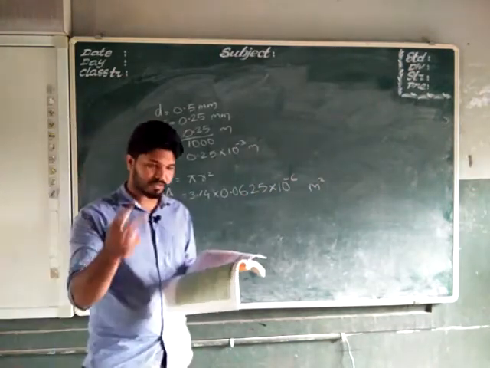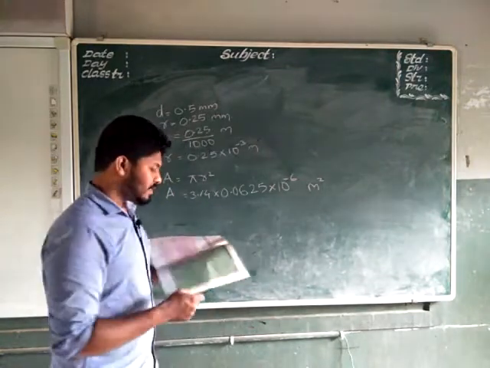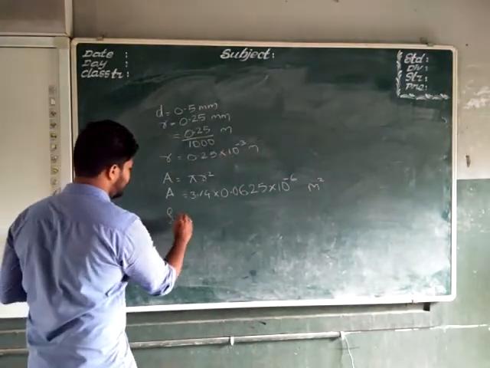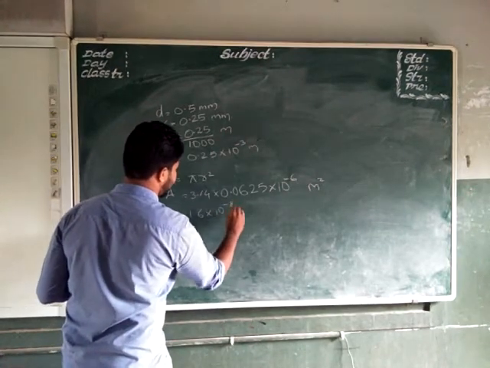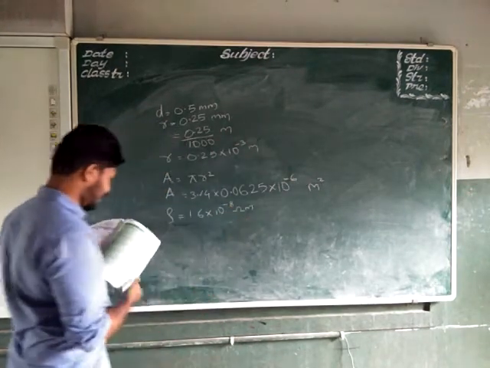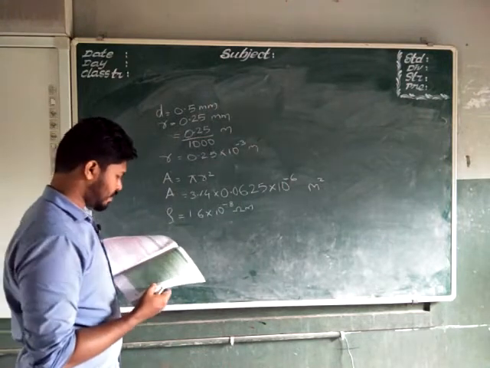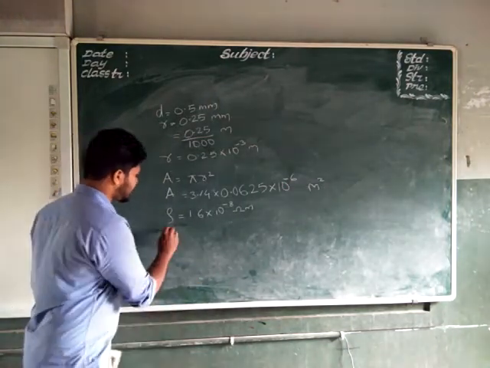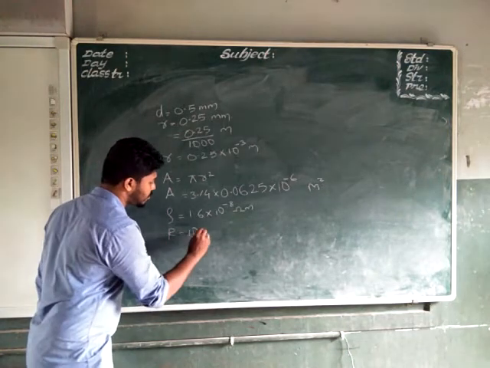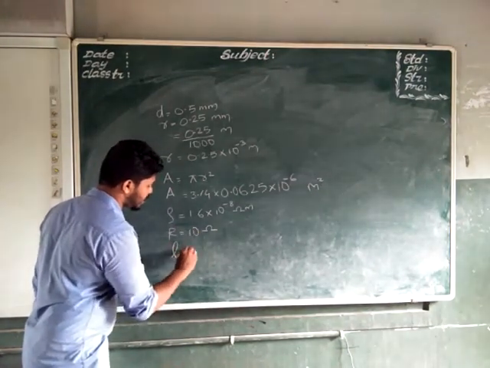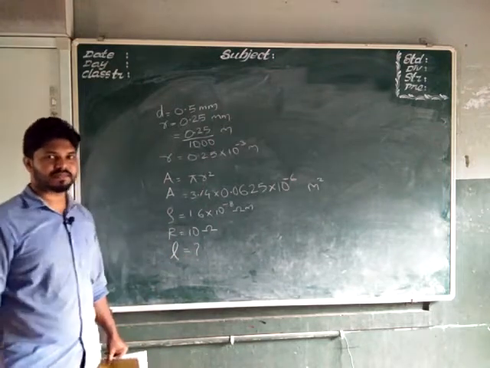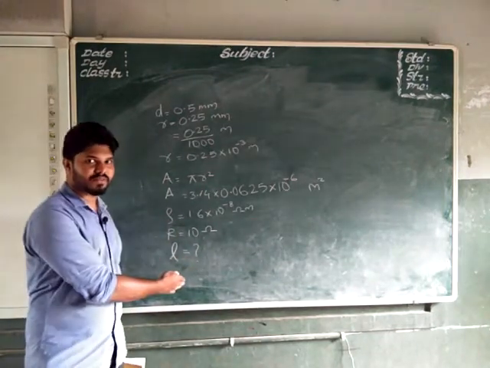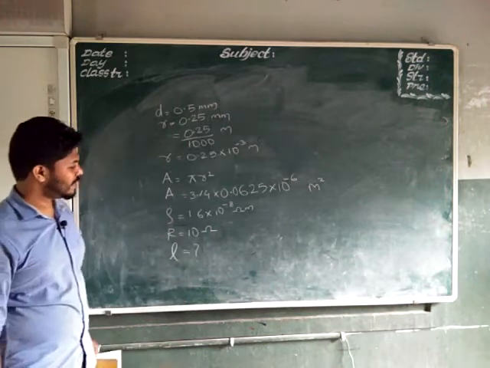Now coming back to the question. Resistivity is given. Resistivity is equal to 1.6 into 10 raised to minus 8 ohm meter, right? Okay. Resistance is given. R is equal to 10 ohm. We have to find length. So write like this, length question mark. So we will have an aim to find the length.